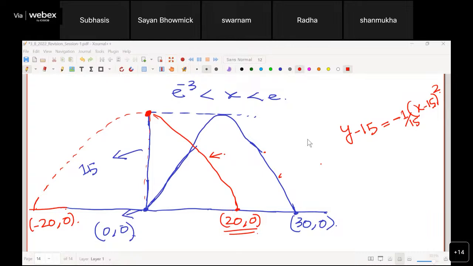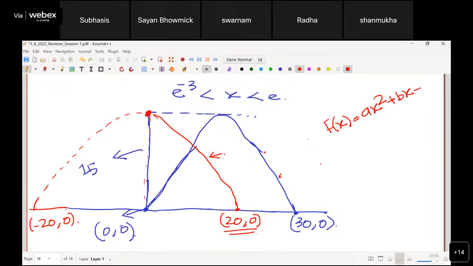Okay, so again, I'll suggest don't, but it's up to you. See, this is a quadratic equation, f of x equal to ax square plus bx plus c. So one thing is clear: you can write it as some a times x minus alpha, x minus beta.